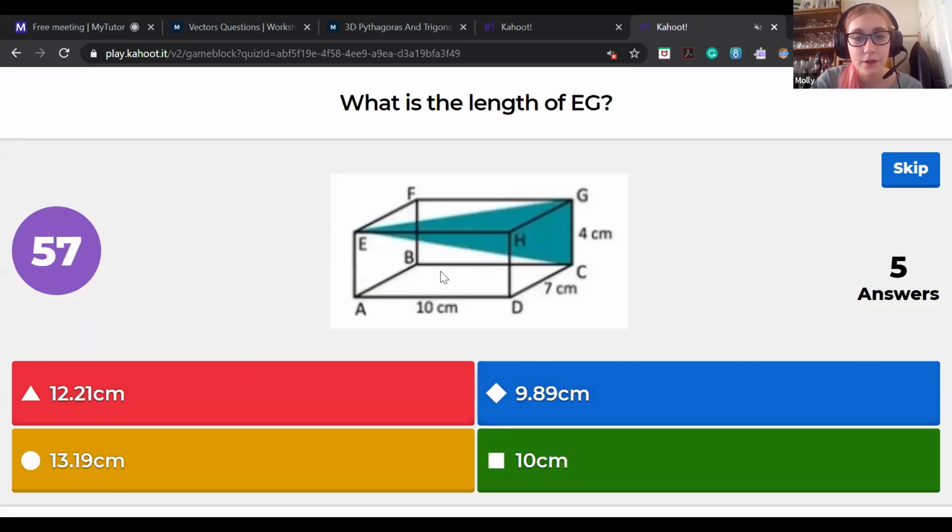So, oh yeah, this is the one that I'm actually not 100% sure I did correctly. So let's have a look.